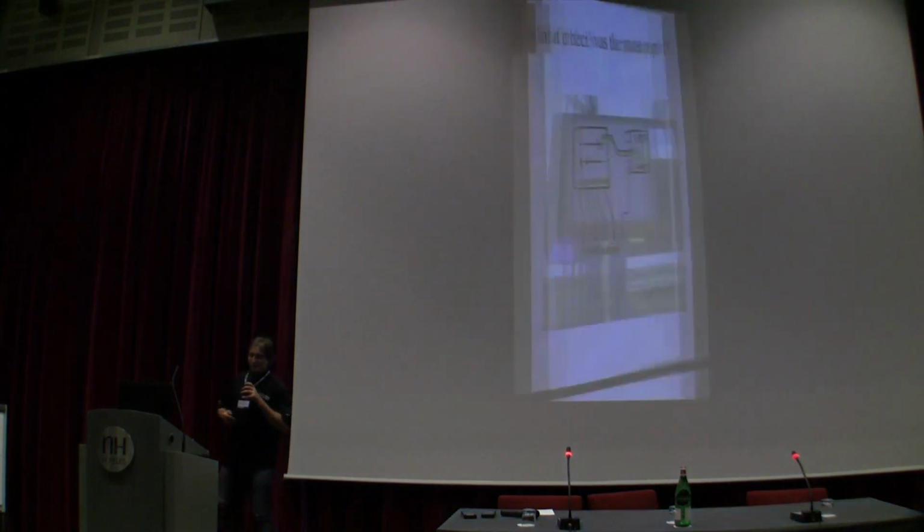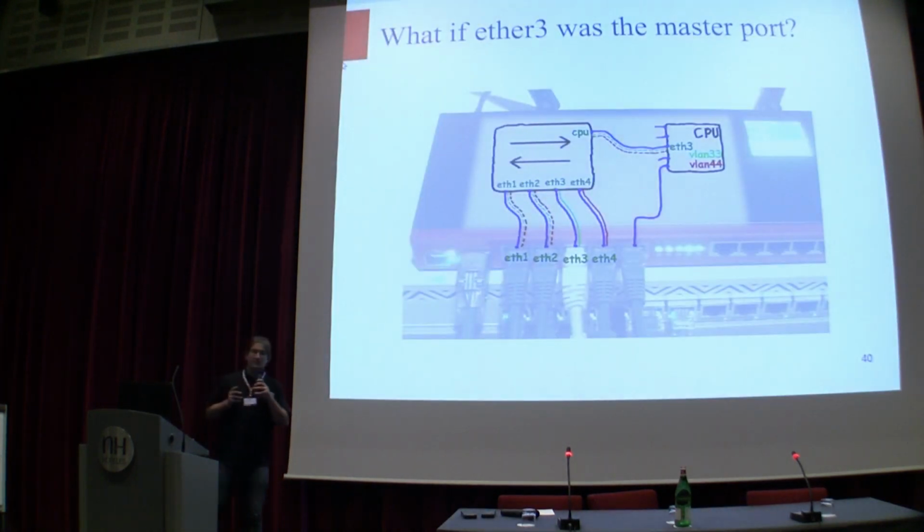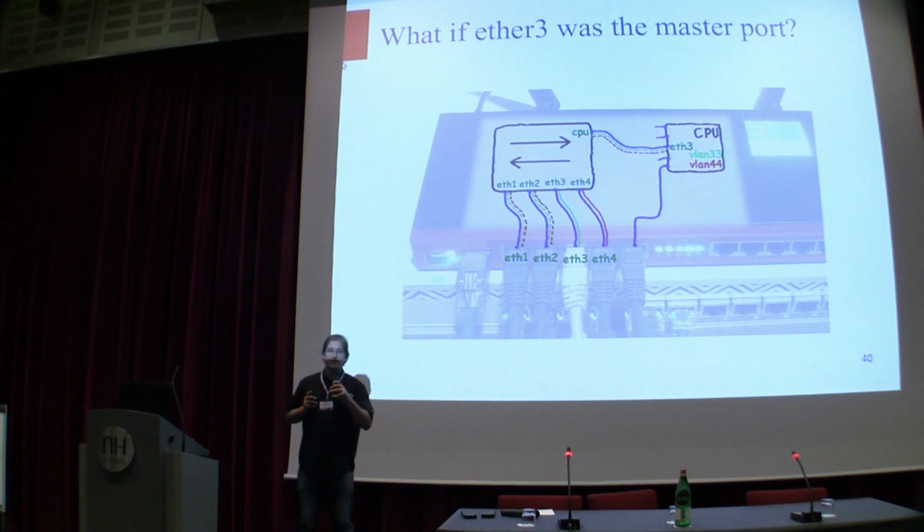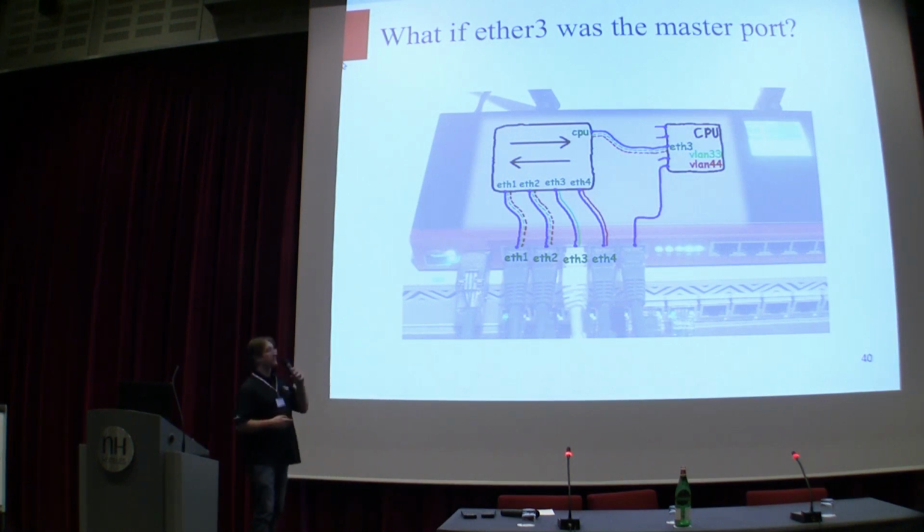Okay, and one simple question. What would change if Ether3 was the master port? Not Ether1, but Ether3, for example. Can I do something like this? Because Ether3 is configured as an access port on VLAN 33. Can I set the trunk on Ether3?